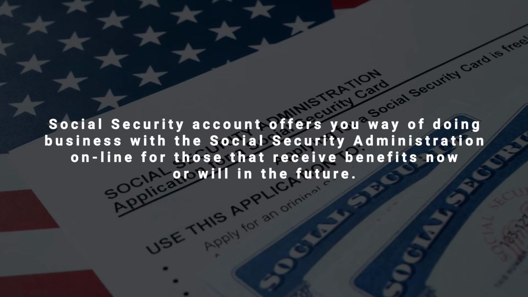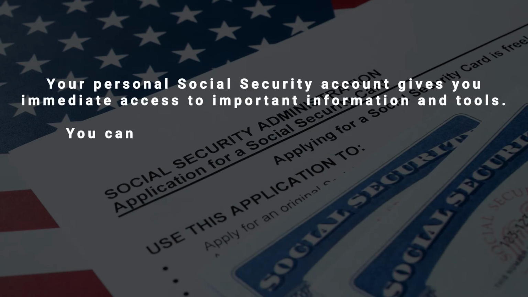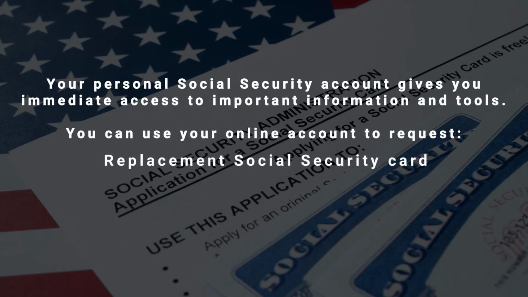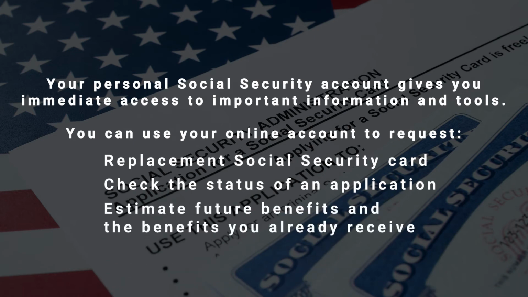So for example, if you have access to your Social Security Online Account, not only can you use it to estimate your retirement benefit, but you could also use it to perform certain tasks like replacing your Social Security card, or checking the status of a Social Security application that you've applied for, whether it's a disability benefit application or a retirement application. And then you could also estimate what your future benefit is, which we're going to look at in this video.